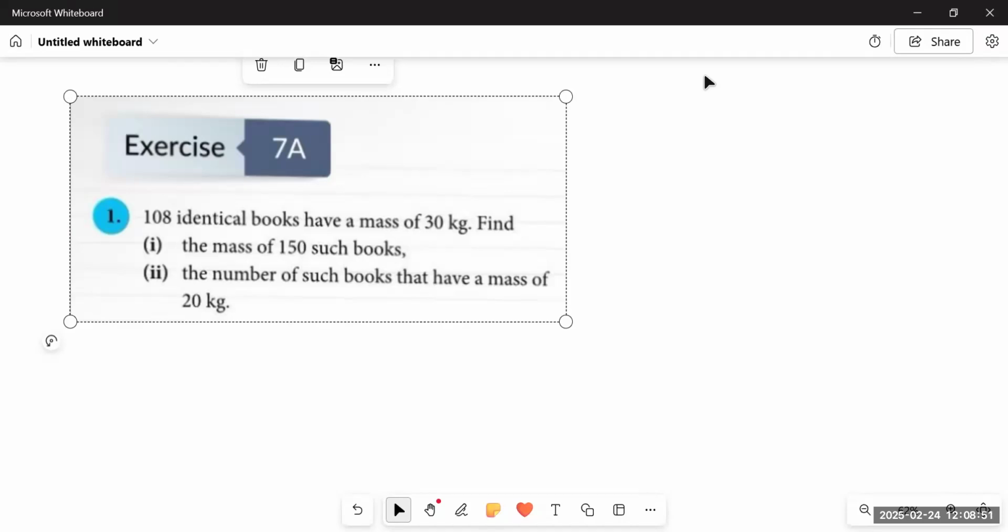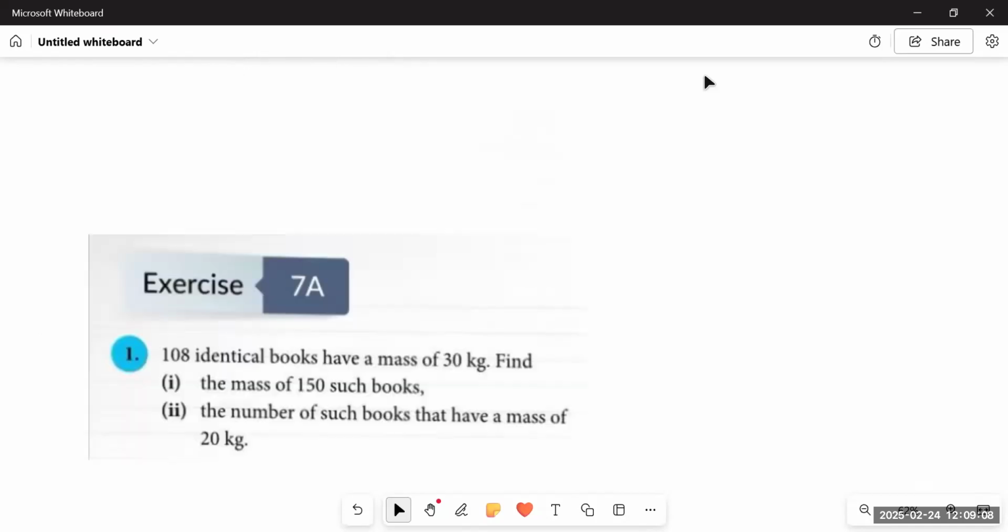So basically, students, ratio and proportion are siblings. When we talk about equivalent ratios, that is basically the proportion, the relation between two different ratios. Okay. And what are ratios? If we talk about ratios, we have learned that the relation between any two quantities is called ratio. Okay.